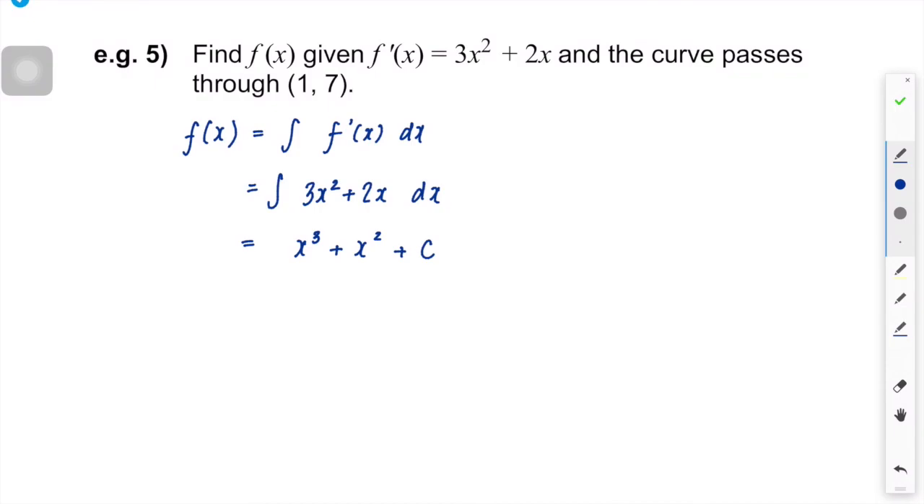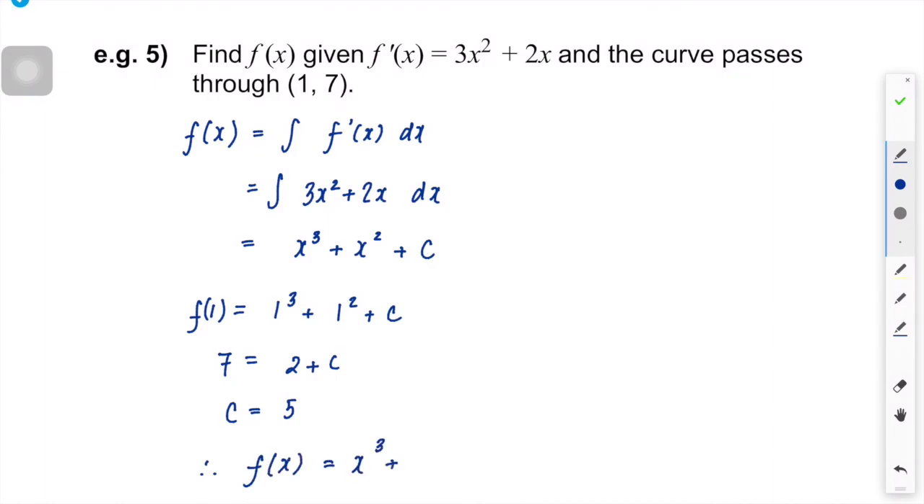However, we are told that the graph of f of x passes through the point 1 and 7. With that piece of information, I can actually calculate the constant c by substituting 1 as x and 7 as the y value. Like that. I have 7 equals to 2 plus c, which means that c must be 5. And therefore, the particular function f of x that I'm looking for is x cubed plus x squared plus 5.